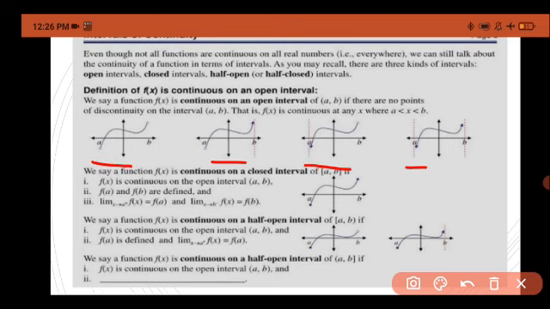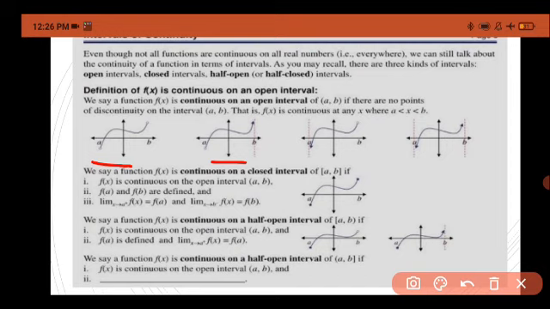Now we say a function f(x) is continuous on a closed interval [a, b] if and only if f(x) is continuous on the open interval (a, b) as well as f(a) and f(b) are defined, and the limit as x tends to a plus, that means the right hand limit, should be equal to f(a), and the left hand limit should be equal to f(b).